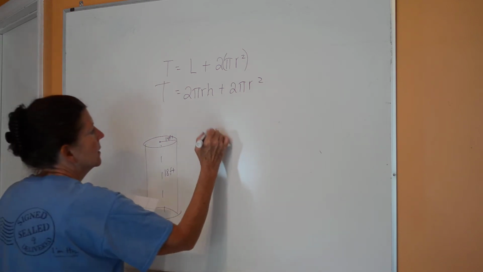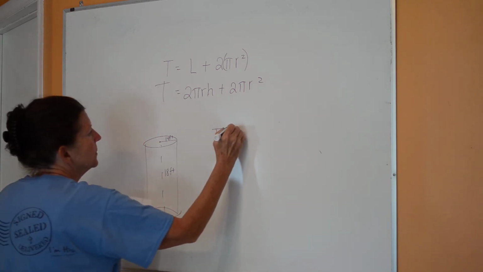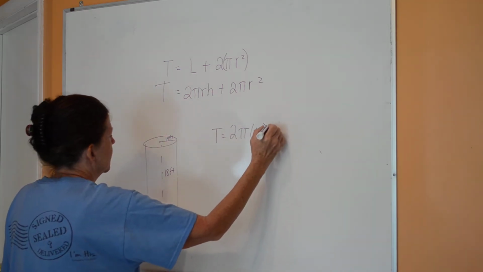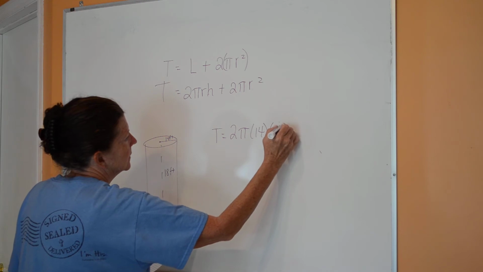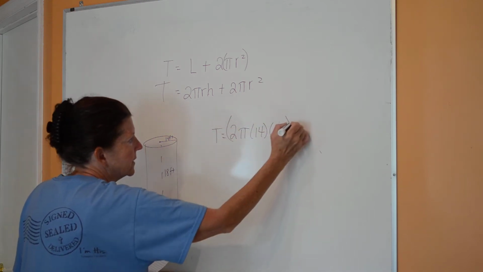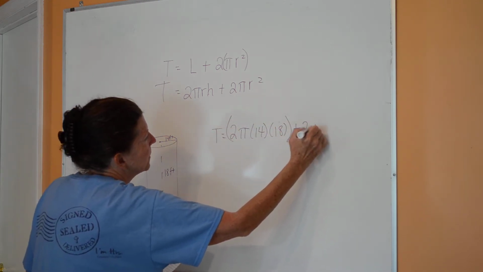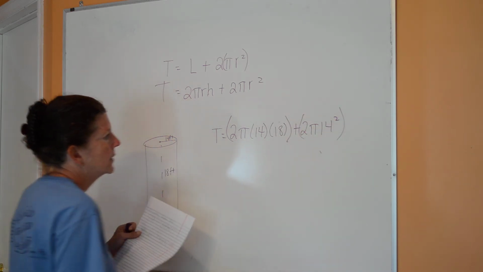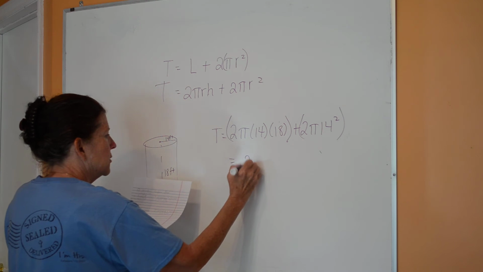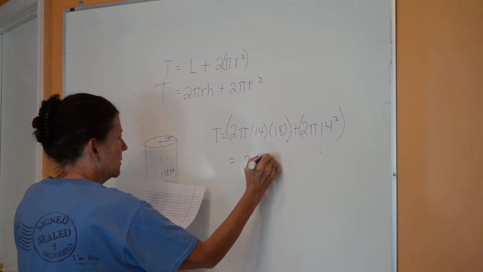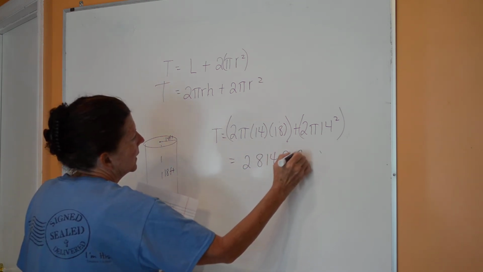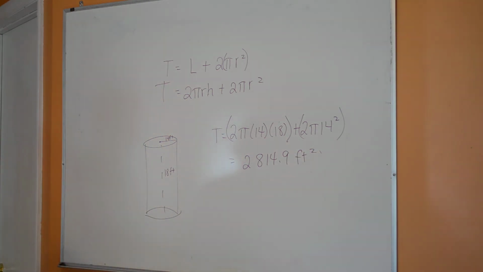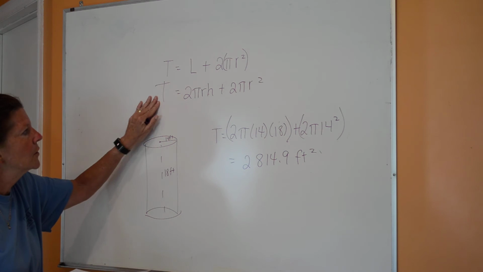All right, total surface area is going to be 2 times pi times 14 times 18. I'll need to put that all in parentheses, plus 2 times pi times 14 squared, and I'll need to put that in parentheses. When you do it out, you should have 2,814.9 feet squared.